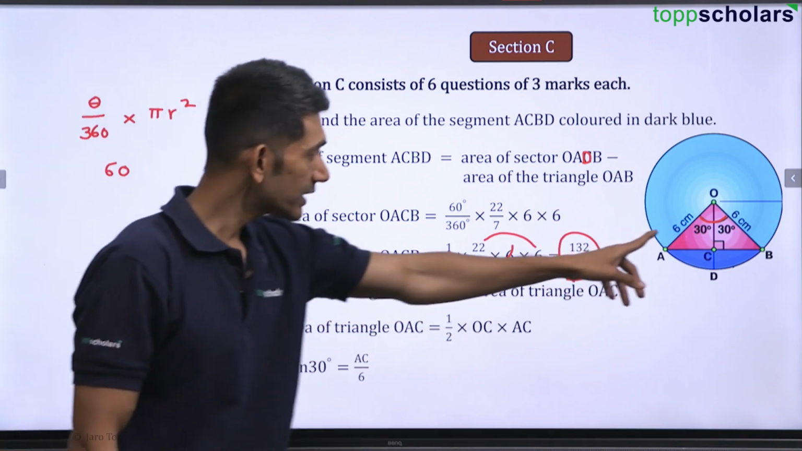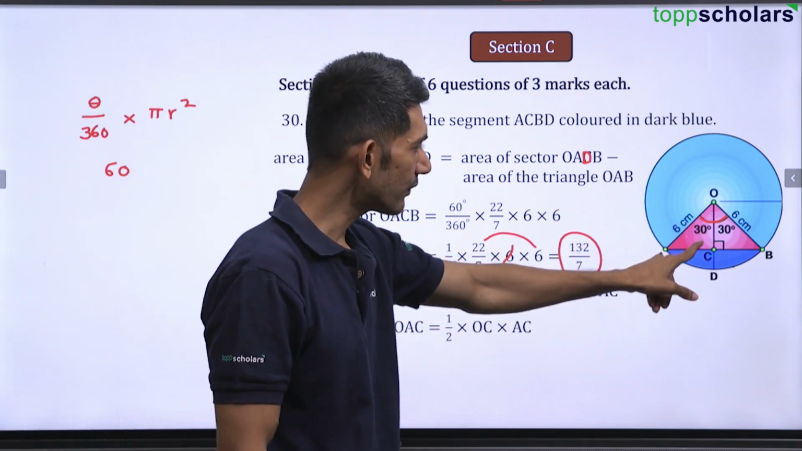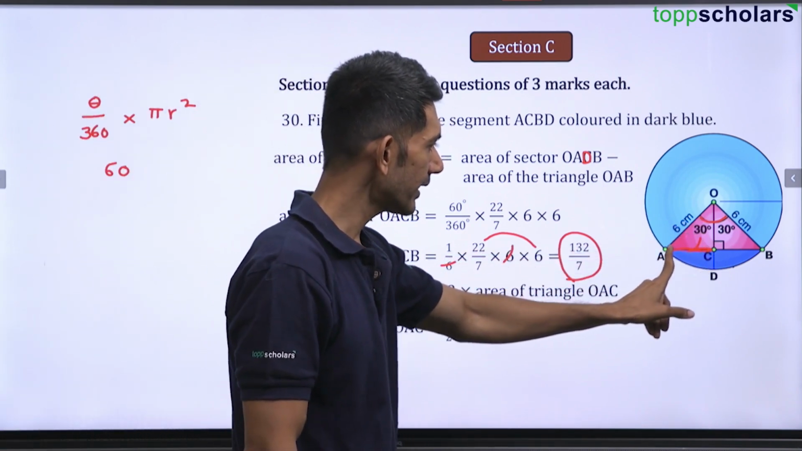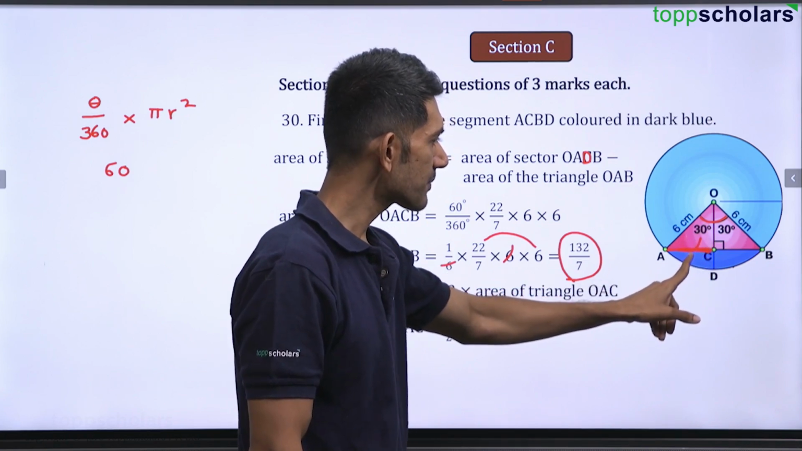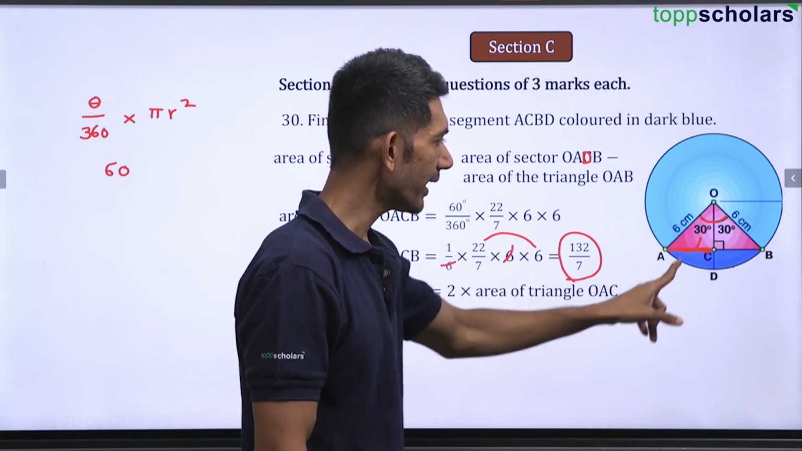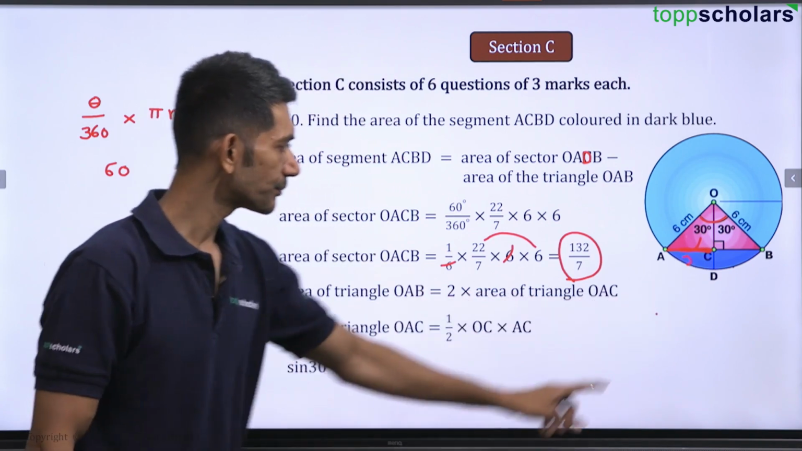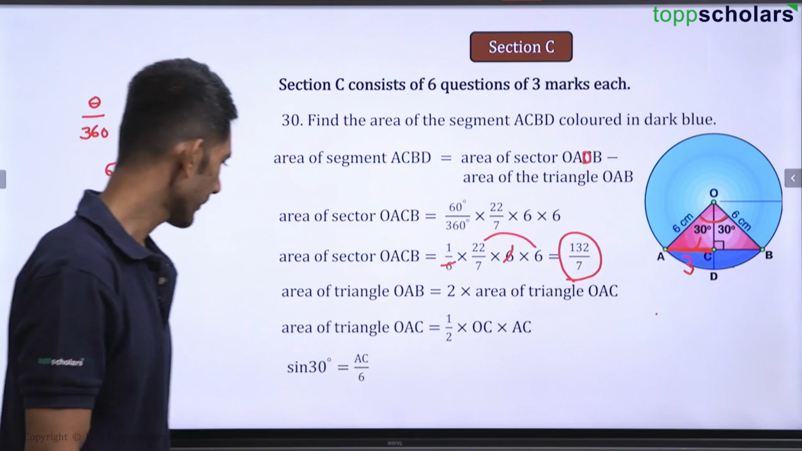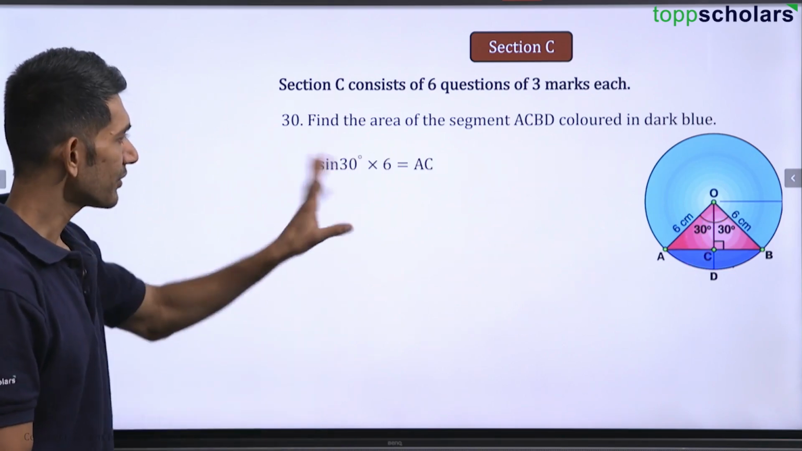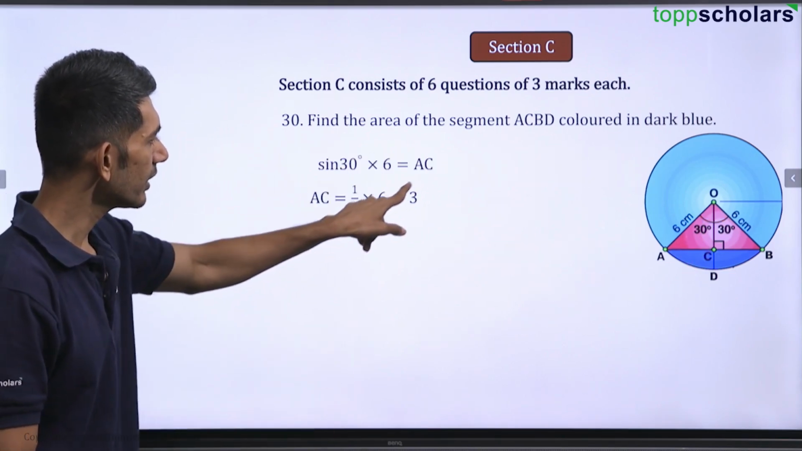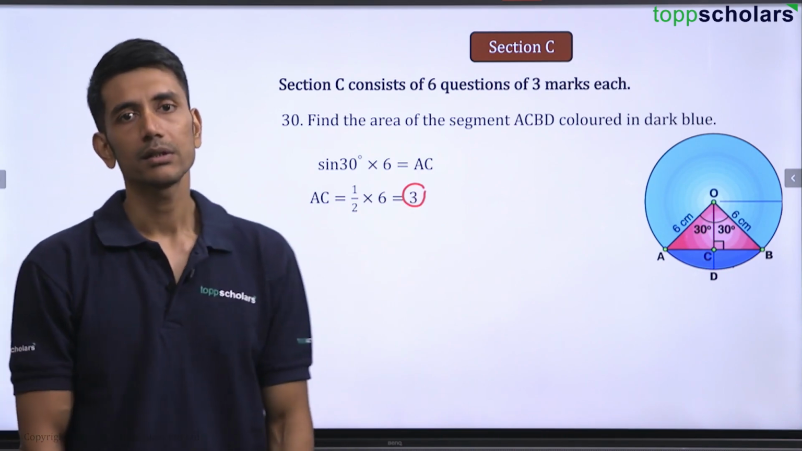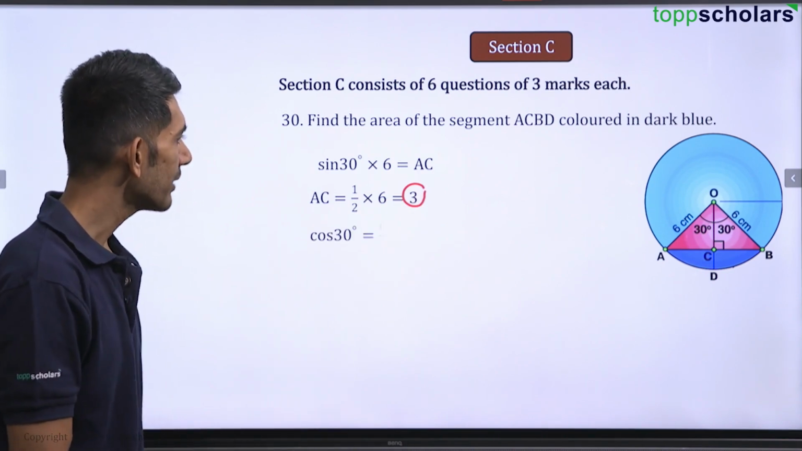So firstly, we can apply sine 30 to find out the opposite side, right? Sine 30 is AC by OA. Sine 30 is half. So this becomes 3, isn't it? This will become 3. So once you get the value of AC, which is 3, now you can find out the area of the triangle.